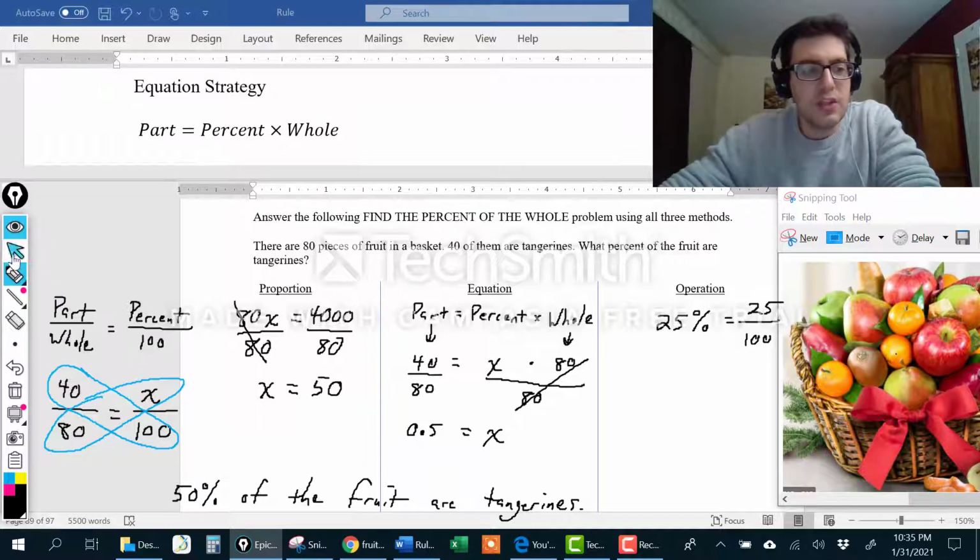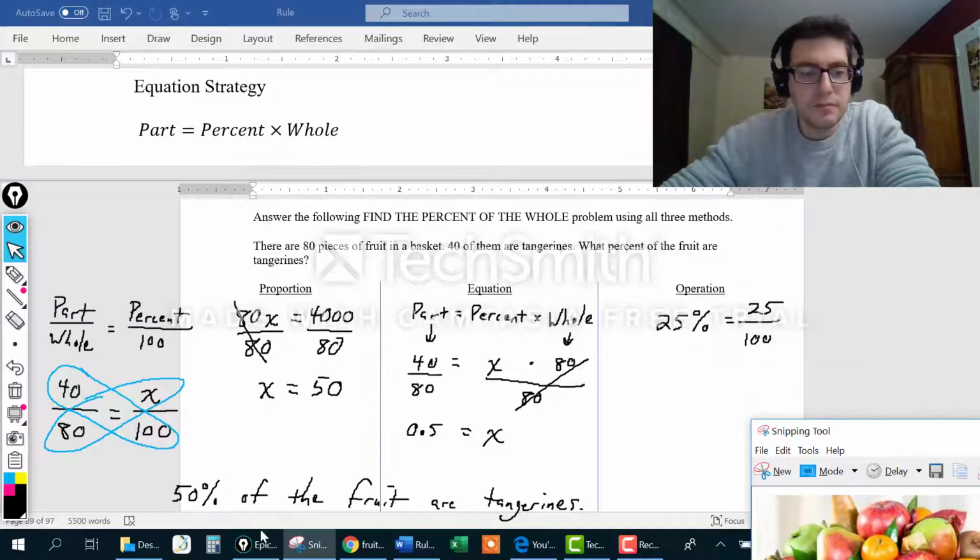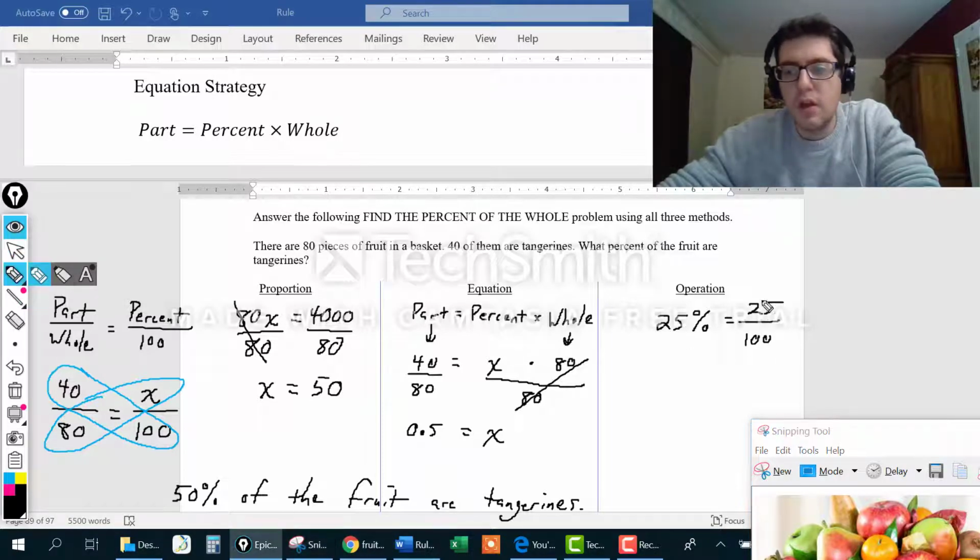And the reason that I do that is because when we divide something by 100, we really just move the decimal point 2 spaces to the left. So 25 divided by 100, I could move the decimal point, which is at the end of the number, 2 spaces to the left, and I would get 0.25.